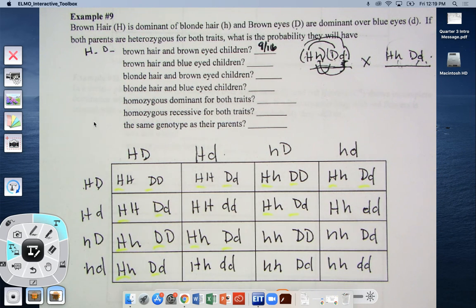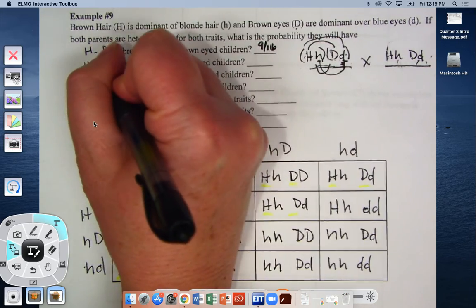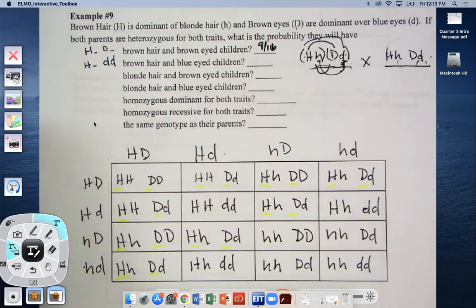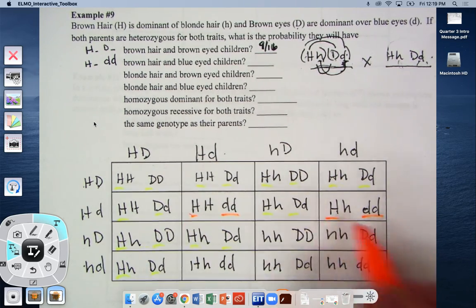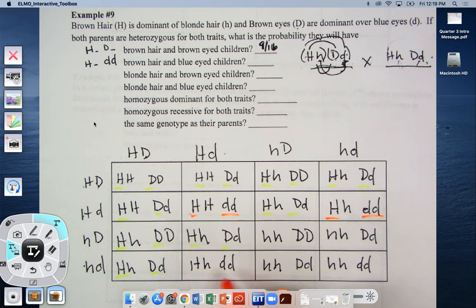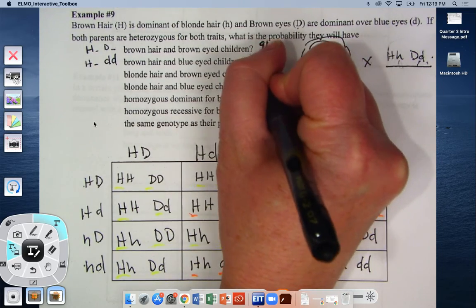Brown hair and blue eyes. So 1 dominant, 1 recessive, probably should be 3. So let's see if we can find them. We would be looking for H something, but we'd be looking for lowercase d this time. So capital H, lowercase d. Initially look for the lowercase d. And sure enough, 3 out of 16.